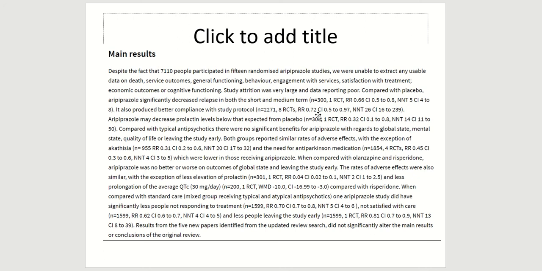The number needed to treat is 26, and therefore I need to treat 26 to prevent 1 from not following the protocol. And let's see the last one. Aripiprazole may decrease prolactin level below the expected from placebo. Again you have relative risk and the number needed to treat. Let's go. I'm just gonna go fast and see if we have a number needed to harm. Just give me a second.